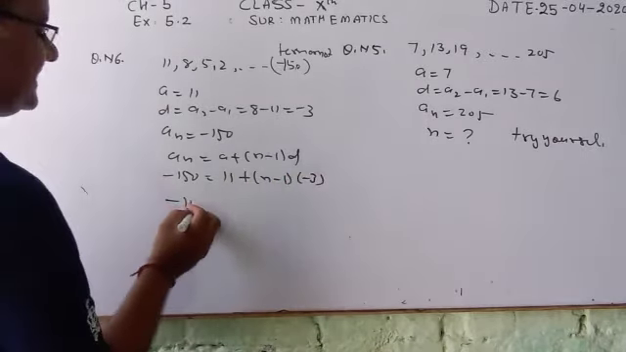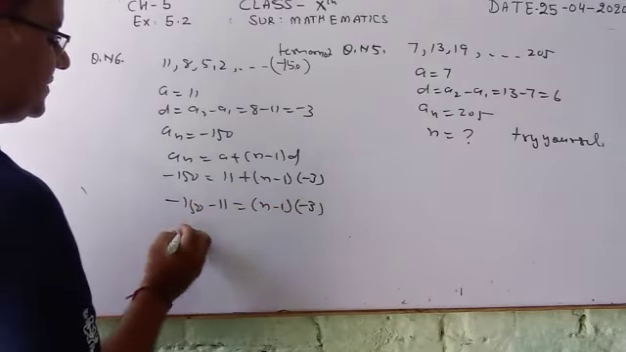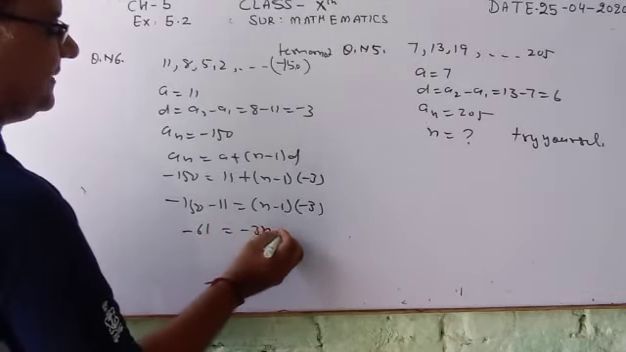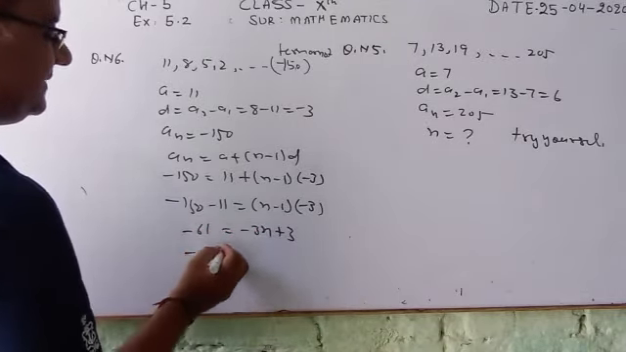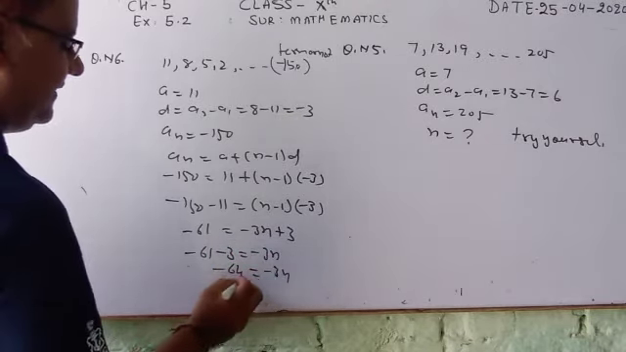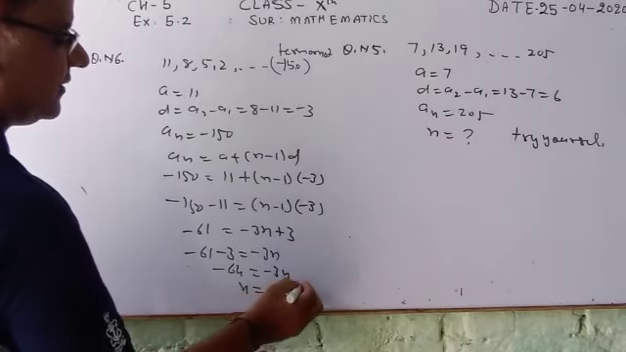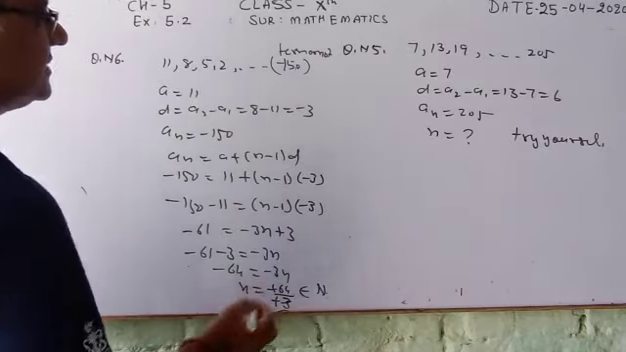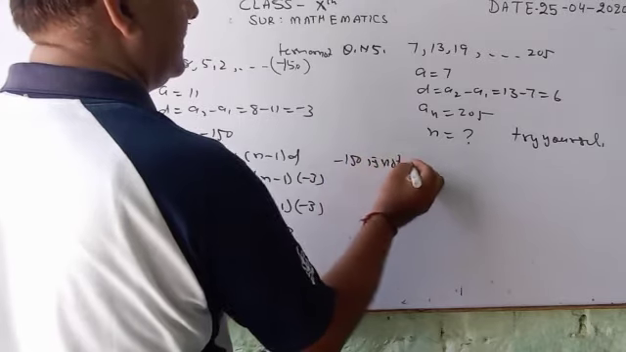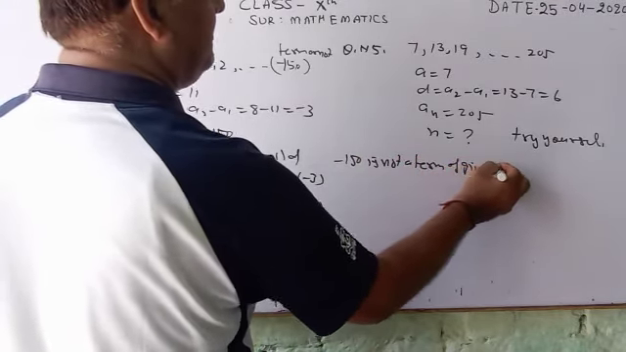a_n becomes minus 150, a is 11 plus (n minus 1), and d is minus 3. So minus 150 minus 11 equal to (n minus 1) into minus 3. So minus 161 equals minus 3n plus 3. Minus 161 minus 3 equal to minus 3n. Minus 164 equal to minus 3n. n equal to minus 164 upon minus 3. So n does not belong to the natural numbers. So minus 150 is not a term of the given AP.